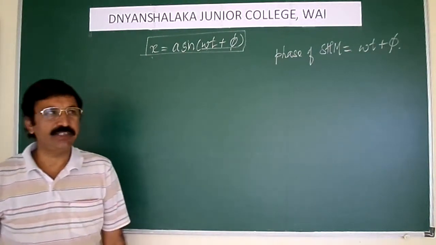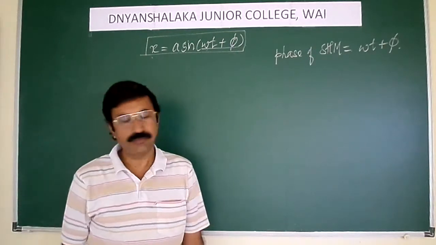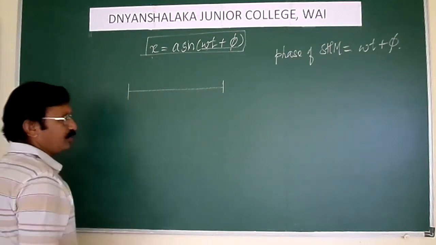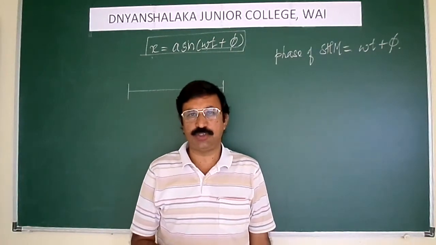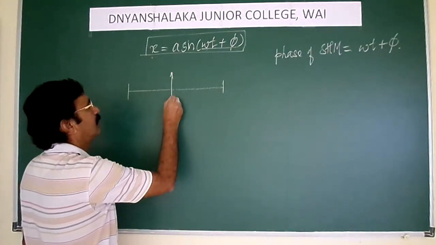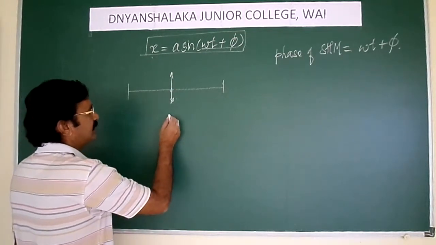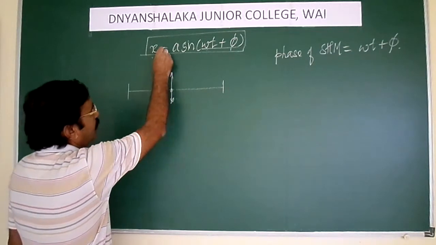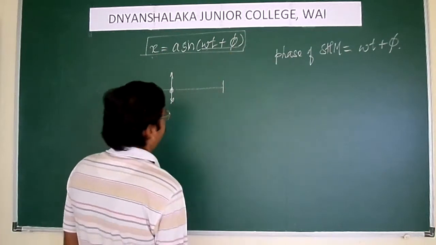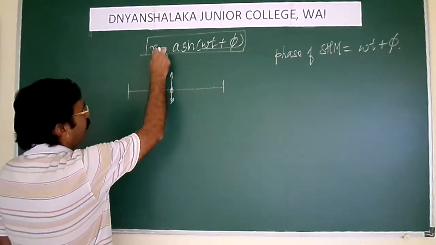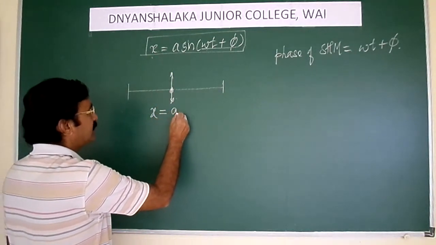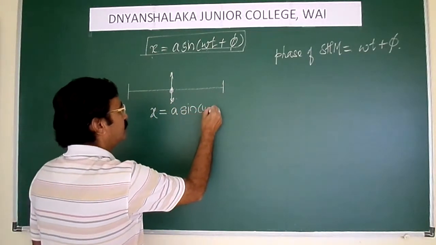Now we know that oscillation is a periodic motion. As it is periodic motion, the particle is going to come to the same position again and again. Say if we consider the mean position, the initial or starting phase phi will be 0. And so the expression for displacement when the particle is at the mean position, we are able to write as A sine omega t.